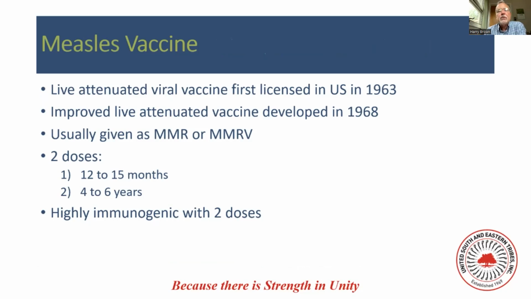But the first vaccine for measles was a live attenuated viral vaccine developed in 1963. 5 years later, they came out with an improved vaccine. I don't think you can get measles alone anymore in the US. So it's almost always given in combination with mumps and rubella, or with mumps, rubella, and chickenpox vaccine. Get 2 doses, one when you're 12 to 15 months and a booster dose at 4 to 6 years. 2 doses confers immunity in a high percentage of cases.